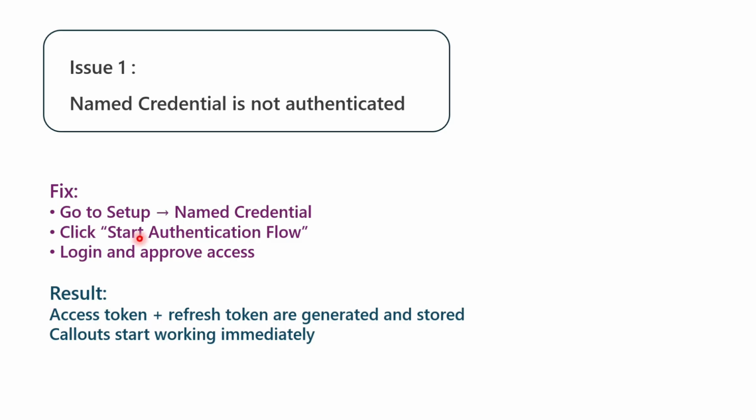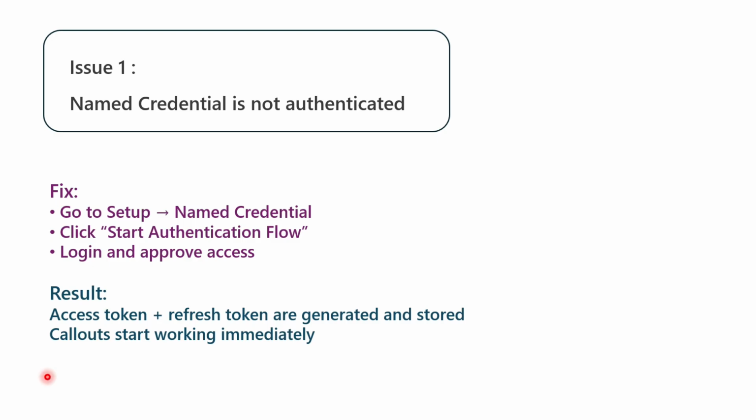So practically you have to go to your setup and open named credential and then click on the start authentication flow. Then you will get one login screen, our usual Salesforce login screen, where you have to put your username and password and then click on the approve access. Then Salesforce will generate and store the access token and the refresh token, and then your callout will start working immediately. So this is how your connection will be established and you won't get 401 unauthorized error.